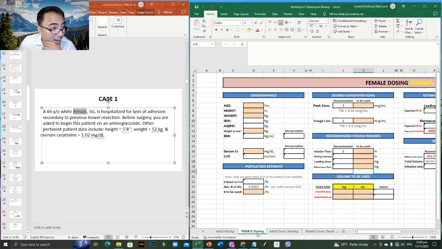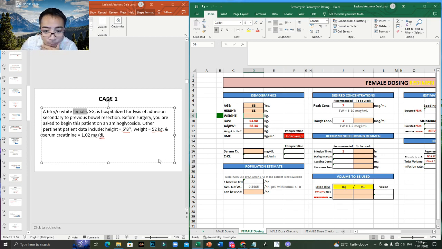Okay, so in our case, class, magdo-dose pa lang tayo. Mag-umpisa pa tayo ng dose. So dito tayo sa female dosing, at babae yung patient natin. So our patient is 66 years old. Height should be in inches here. So 5'8, class, would be, 5 foot is 60, so 68 inches. Ang weight natin, class, is 52 kilograms.